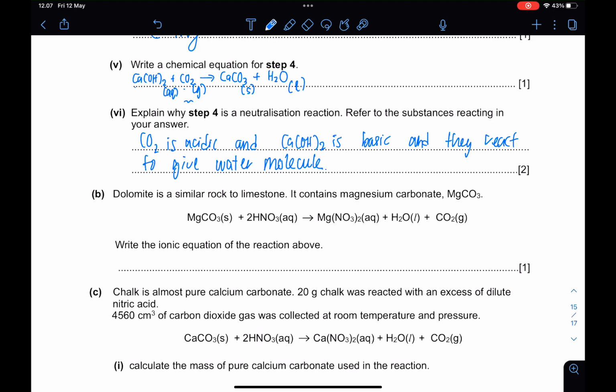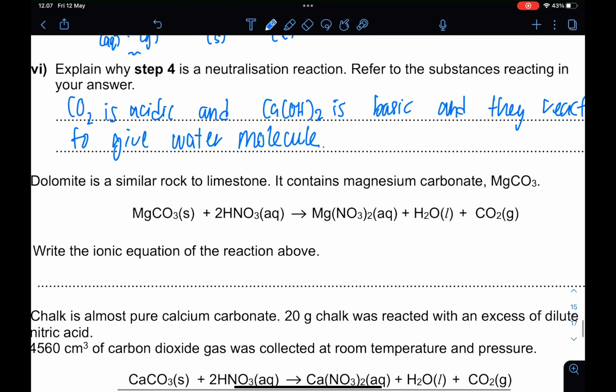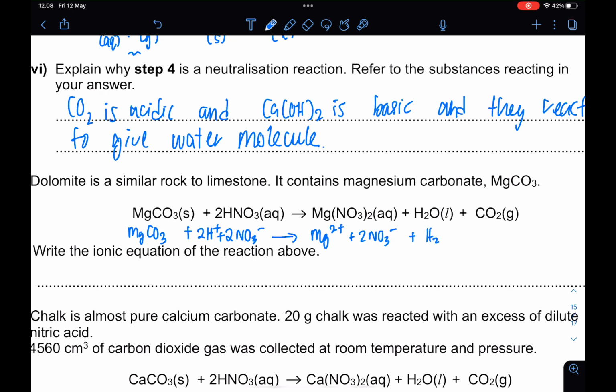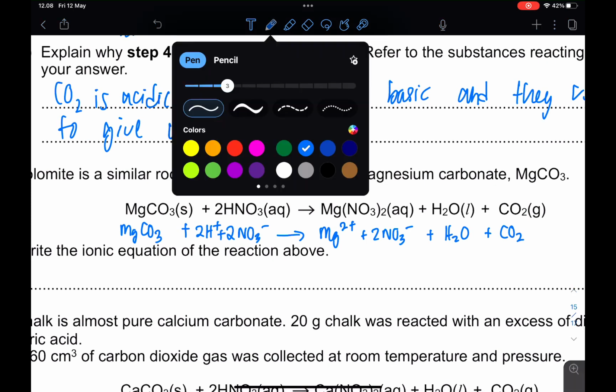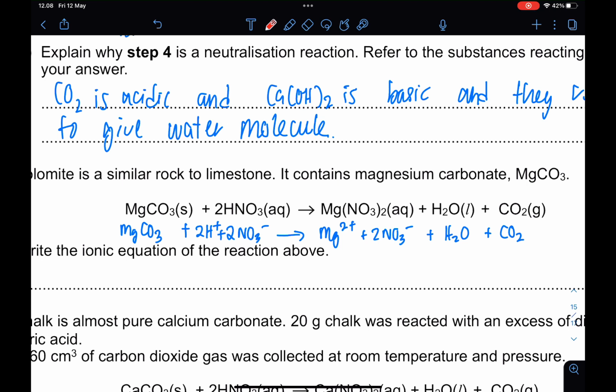Now dolomite is a rock similar to limestone, so it contains magnesium carbonate. If it is similar, the reaction is almost similar. Write the ionic equation for the reaction above. When we look into an ionic equation, remember that solids cannot break down into individual ions, so the solid must stay like this. The aqueous one you can change into 2H plus, 2NO3 minus, to give aqueous Mg2 plus, 2NO3 minus.